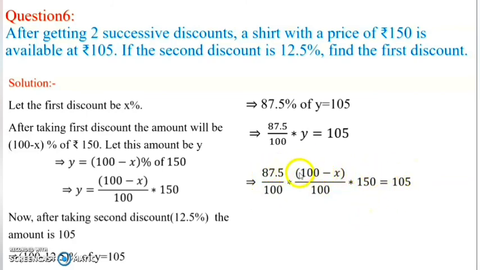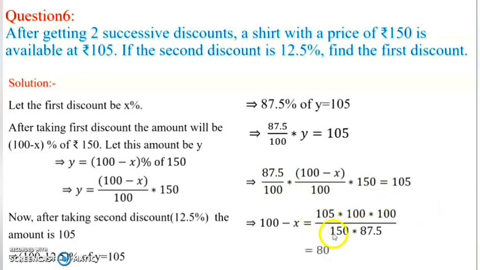So this will give you (100 minus X) will be equal to 105 into 100 into 100 divided by 150 into 87.5. Now this simplifies to give you 80, which means that 100 minus X is equal to 80, which gives X equal to 20. This means that the first discount was 20%, that is after taking a 20% discount on 150 and then enjoying a 12.5% discount on the amount, the buyer has to pay only rupees 105 on the shirt.